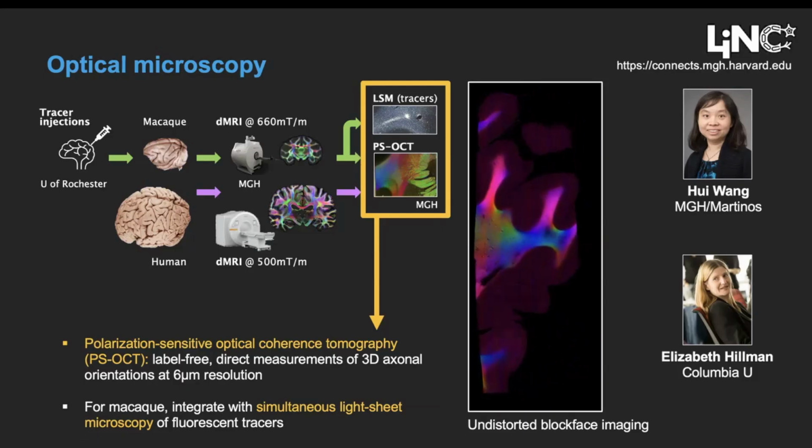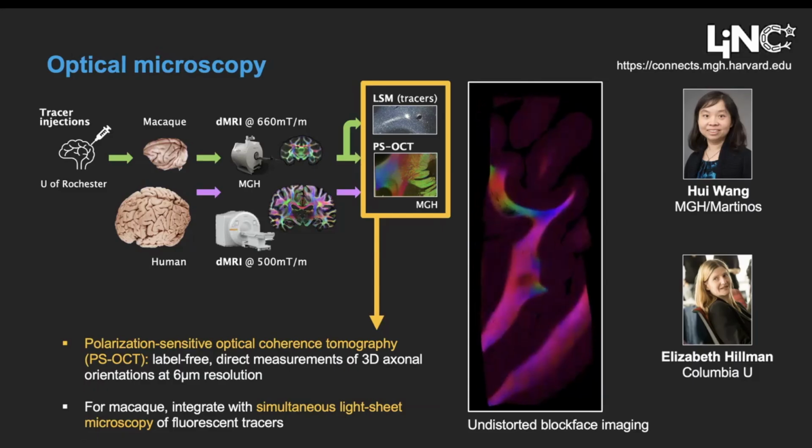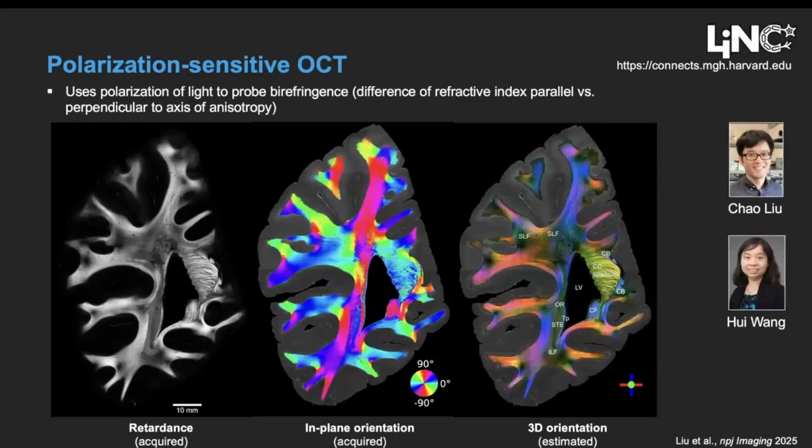And then the sections from both the human and from the macaque are going to go to Elizabeth's lab for further imaging. This is just to show you that we're now able to collect this kind of data in whole human hemispheres. In addition, by collecting images with multiple light incidence angles, we can collect multiple measurements of the in-plane axonal orientations that then allow us to infer the three-dimensional axonal orientation, thanks to work by Chao Lu, who was a postdoc in Hui's lab a few years ago.